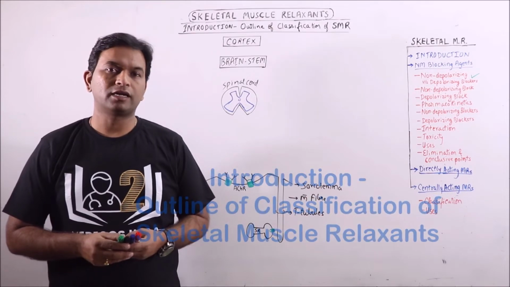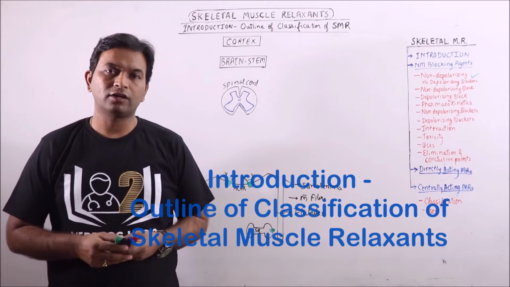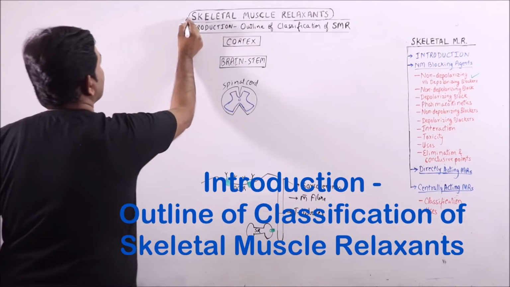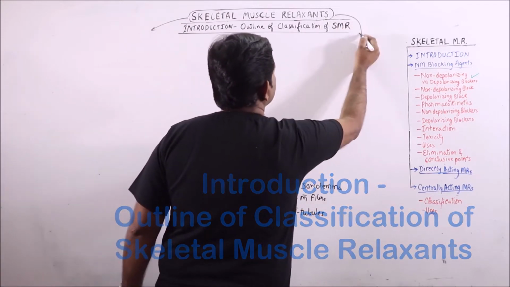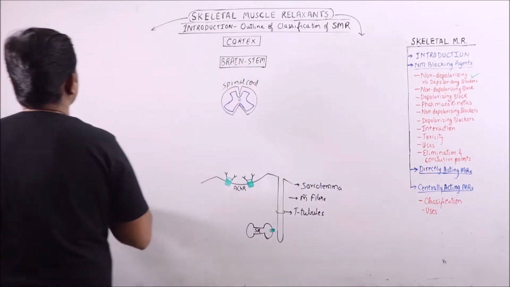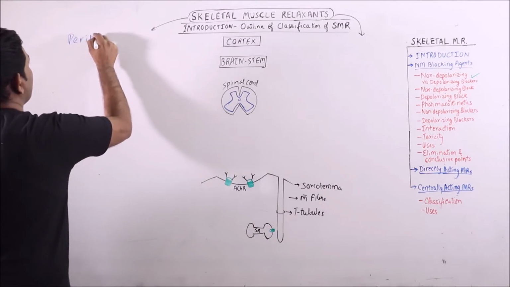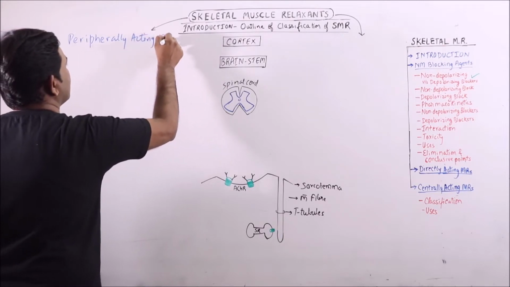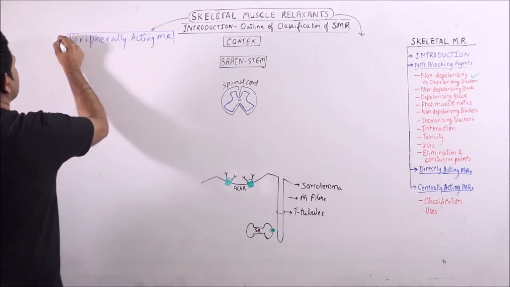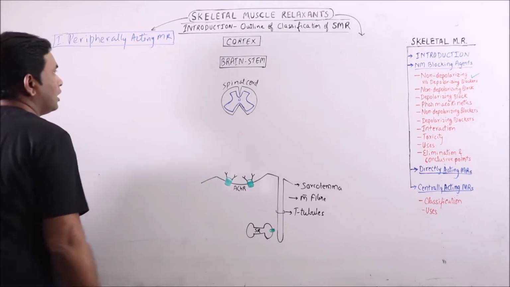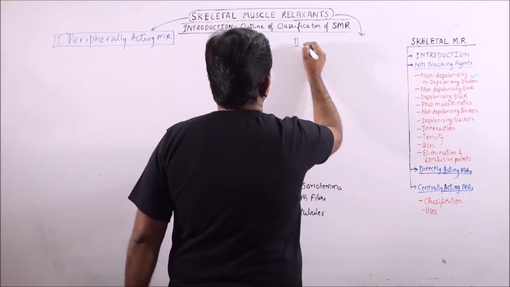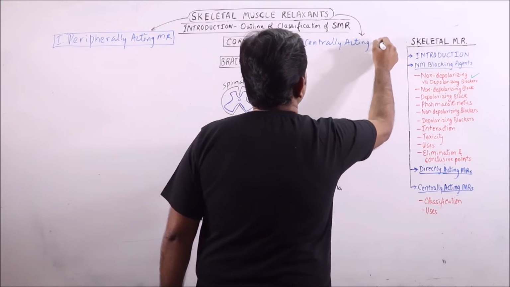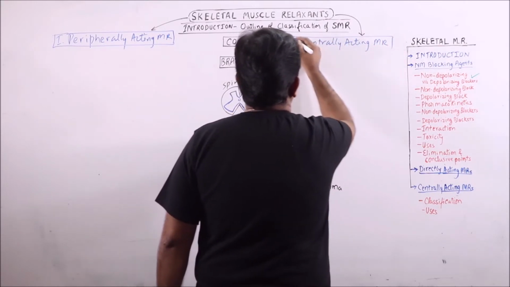This is my first lecture on skeletal muscle relaxants, and I'm going to discuss the outline of classification of skeletal muscle relaxants. Skeletal muscle relaxants are basically classified into two major categories. First one is peripherally acting muscle relaxants. Another category is centrally acting muscle relaxants.